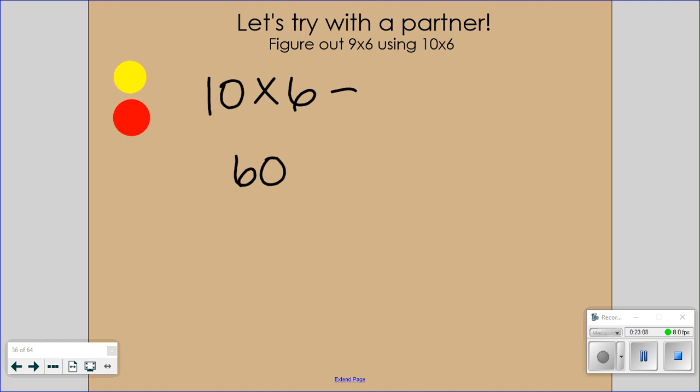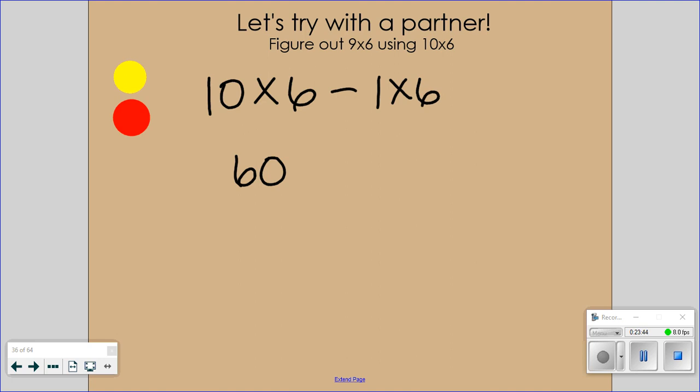So if I'm at 10 groups of 6, I need to add more to get to 9 groups of 6? Subtract what? Just one counter? You're close. It's not just one counter though. You're very, very close. Sean? I need to subtract one group, ladies. Harper, Finley, one whole group needs to go away. So minus one group of 6.